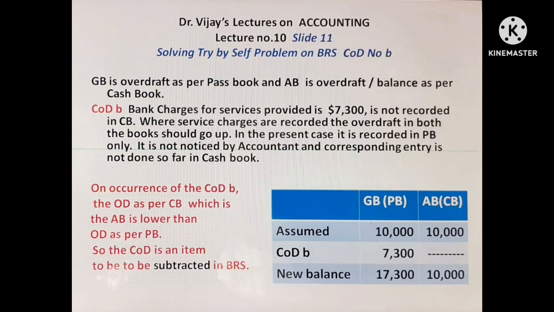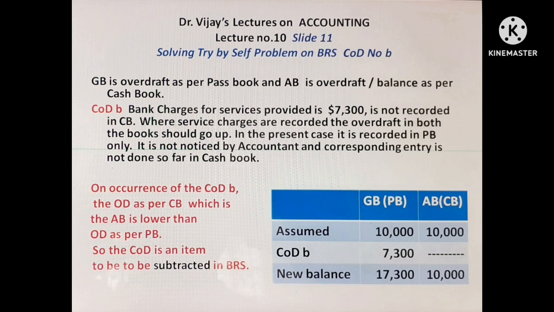Concerning cost of difference in problem number 2, cost of difference number B. Overdraft as per passbook is the given balance and to be arrived is overdraft as per cash book. CODB: bank charges for service provided is $7,300. It is not recorded in cash book. It is given in the question that it is not recorded in cash book.